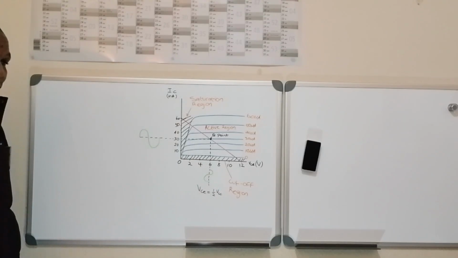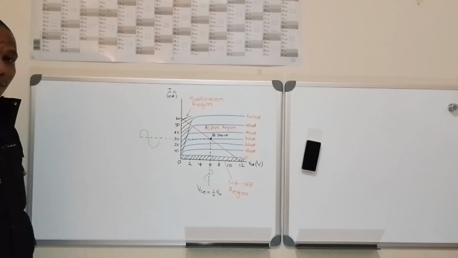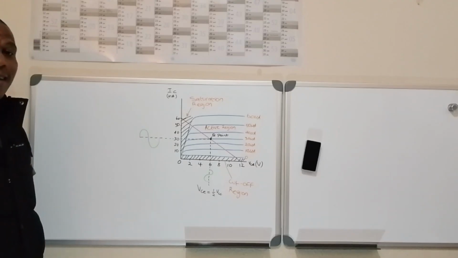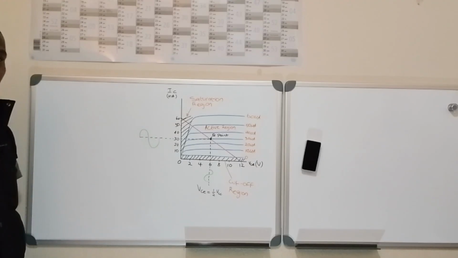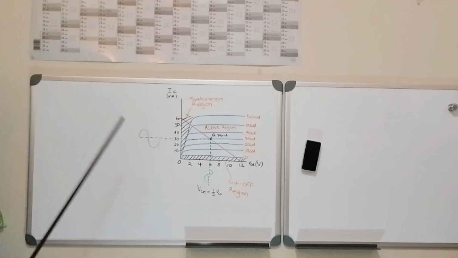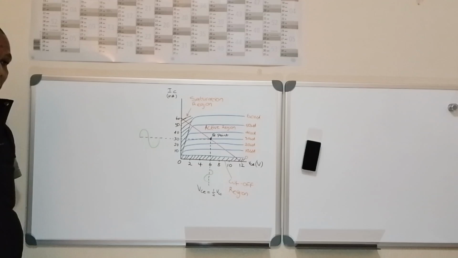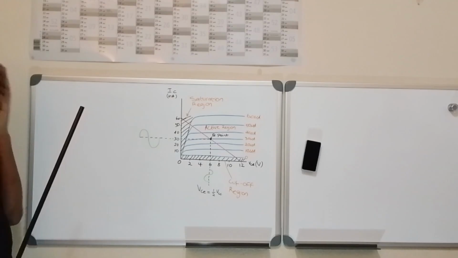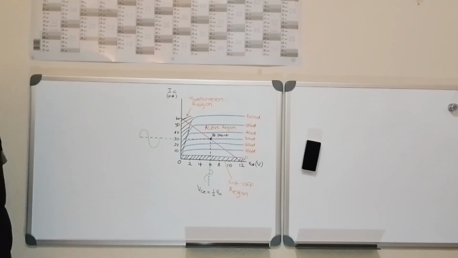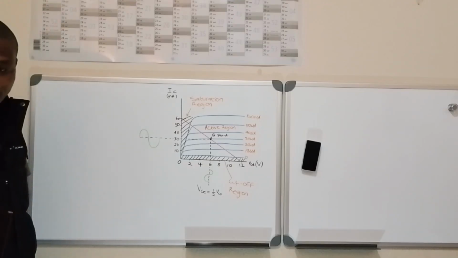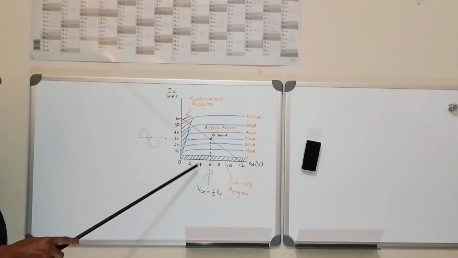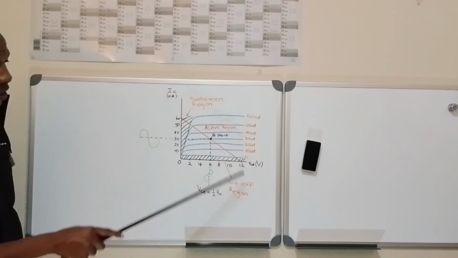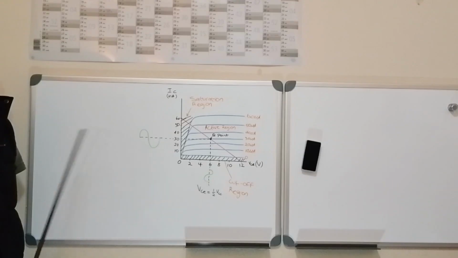In the cutoff region, that's when the base current is equal to 0. Automatically, the collector current will also be equal to 0. In that case, both junctions, you remember the transistor junctions, J1 and J2, or the base collector and the base emitter junctions, in that state, both of them are reverse biased. In that region, the transistor behaves as an open switch.